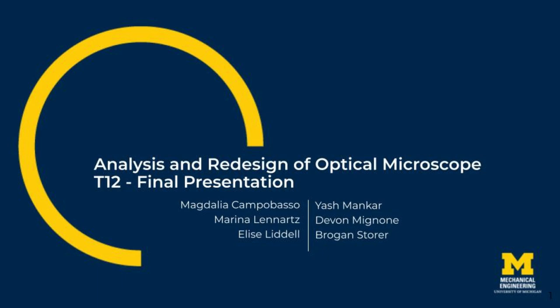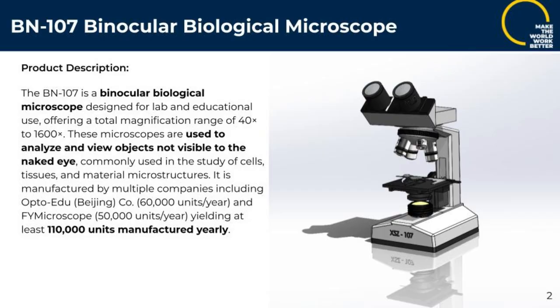This is Team 12, Analysis and Redesign of an Optical Microscope. The BN107 is a binocular biological microscope designed for lab and educational use, offering a total magnification range of 40 times to 1600 times. These microscopes are used to analyze and view objects not visible to the naked eye, commonly used in the study of cells, tissues, and material microstructures.